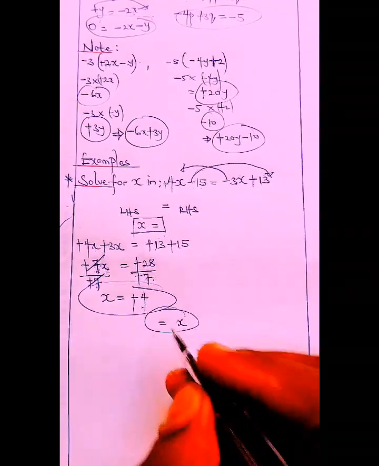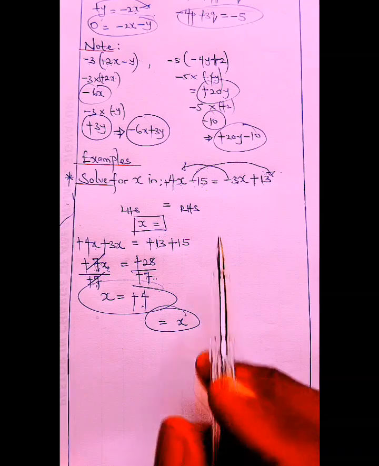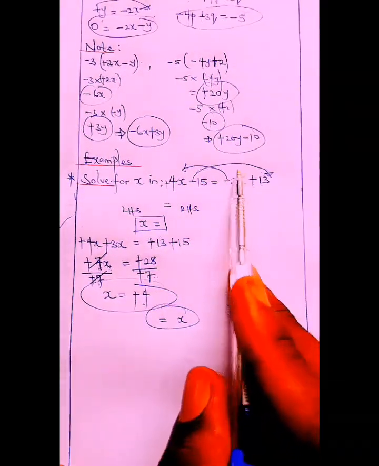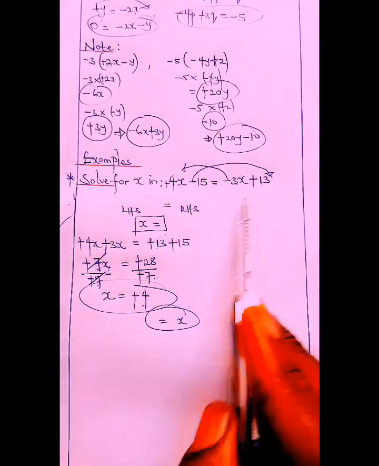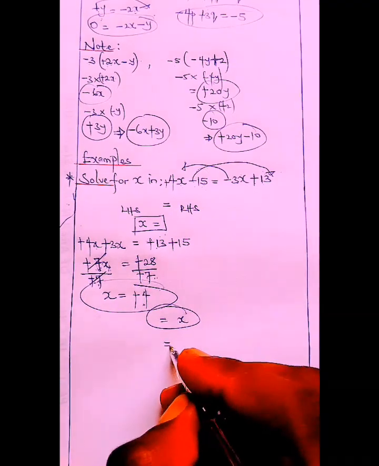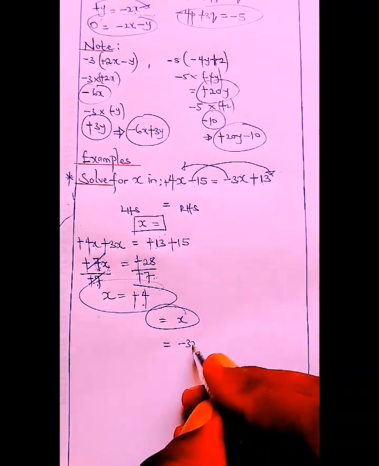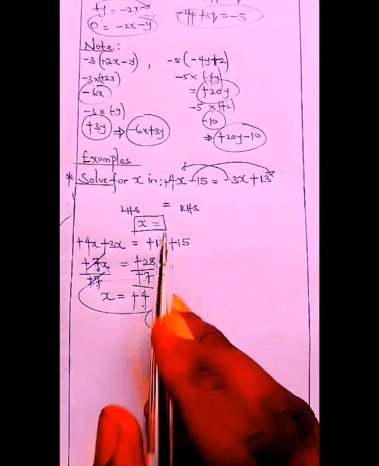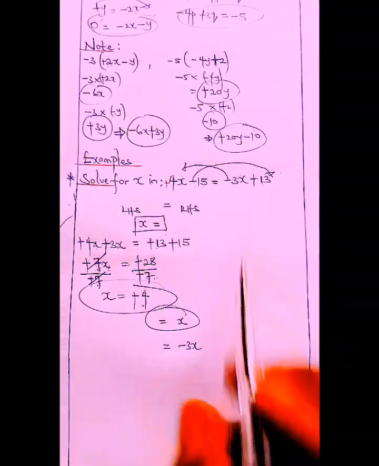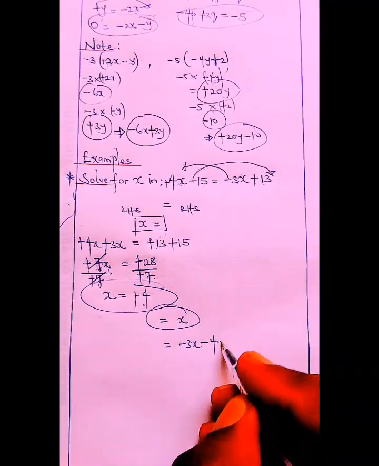Also, if you want the x to be on the right hand side, we can decide to do that. Now, how do we do that? It's very simple. We already have one x on the right hand side. We have minus 3x. So we're going to send this one that is on the left hand side to this place. That becomes minus 4x. So we're done with that.